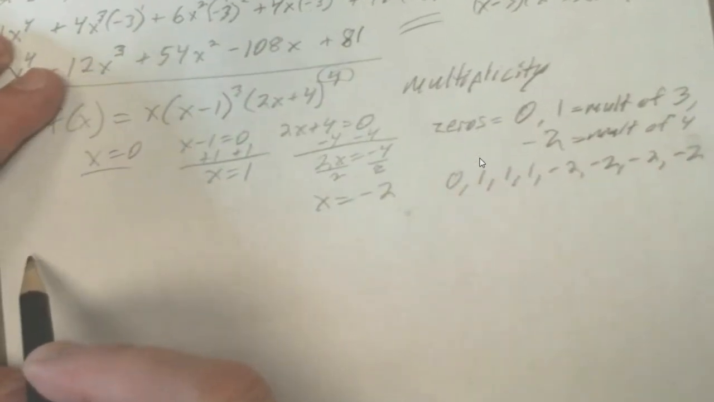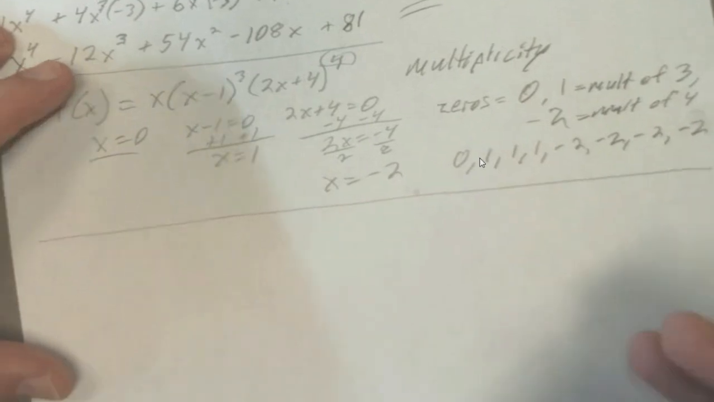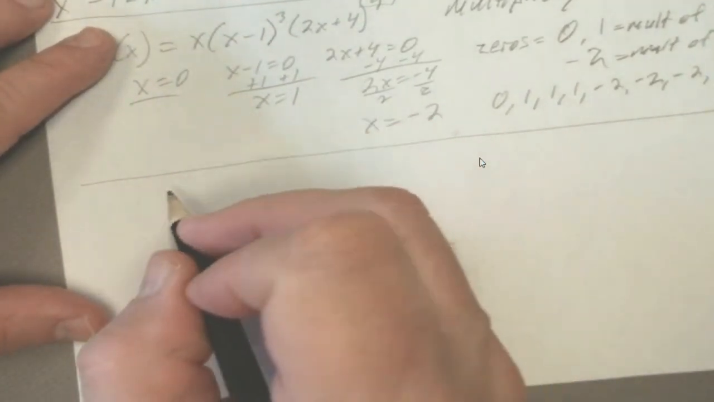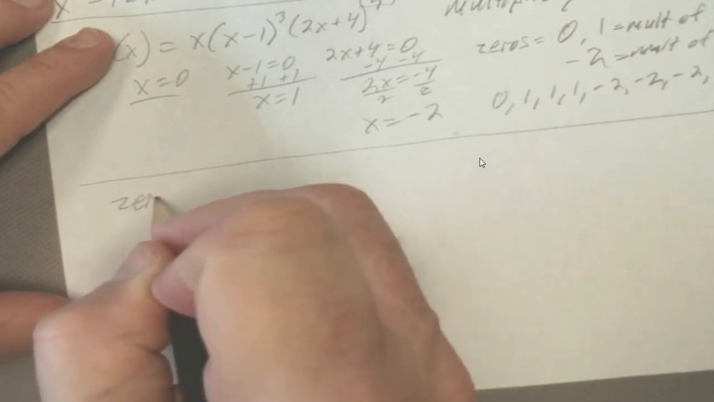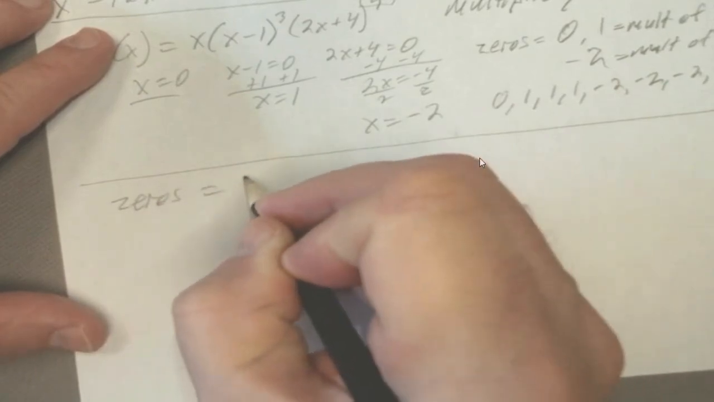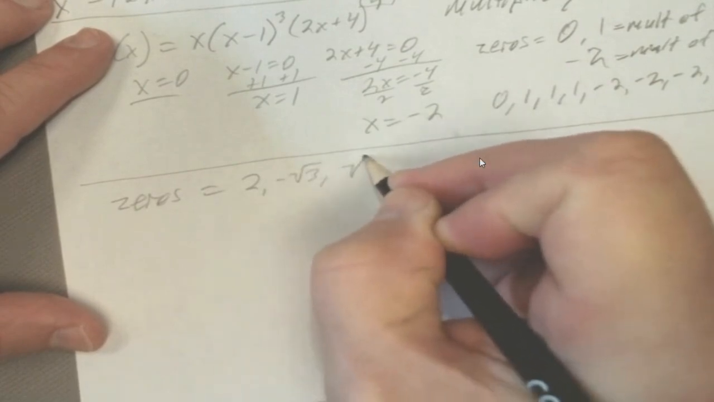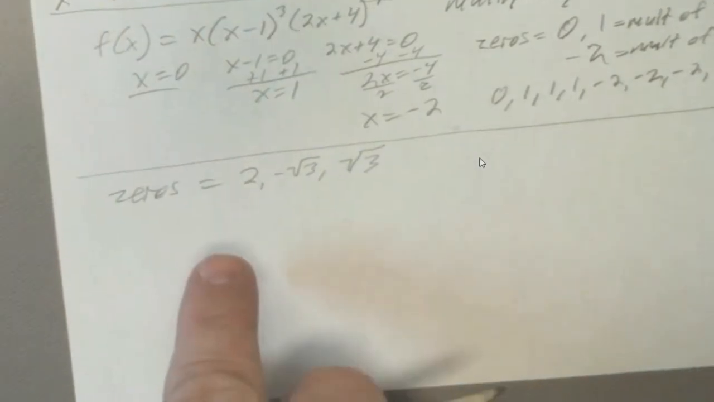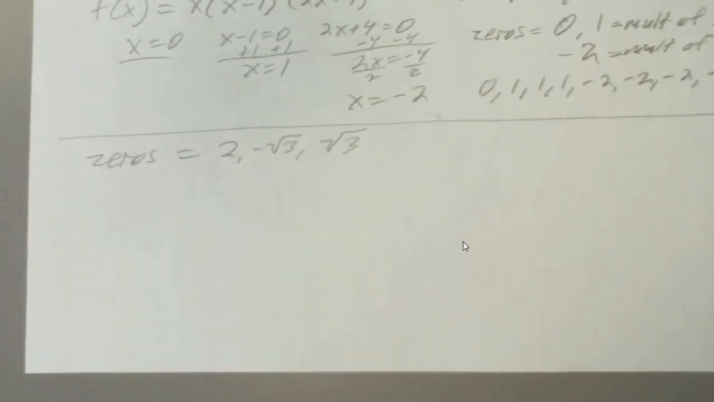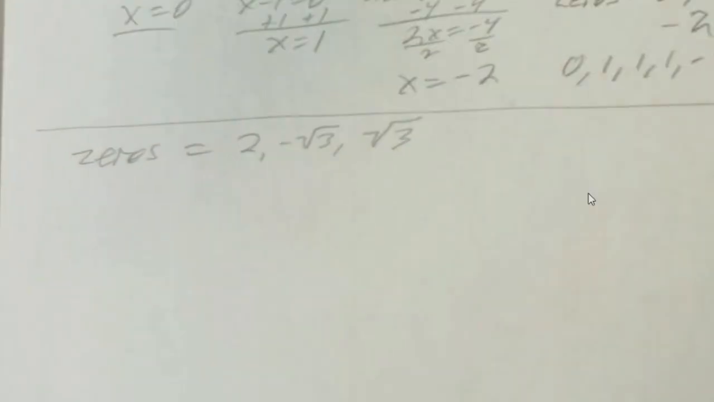Another thing in our assignment that it didn't really go over much in this lesson is like, what if the zeros are 2, negative square root of 3 and square root of 3? What equation has these zeros? Give me an equation that has these as the zeros. And that's all the information it gives you. And you're like, I don't know. Well, this is where it talks about those 4 things being the same right here.